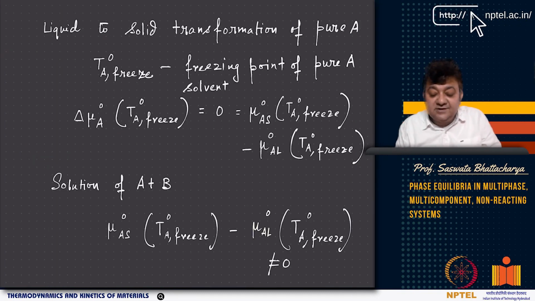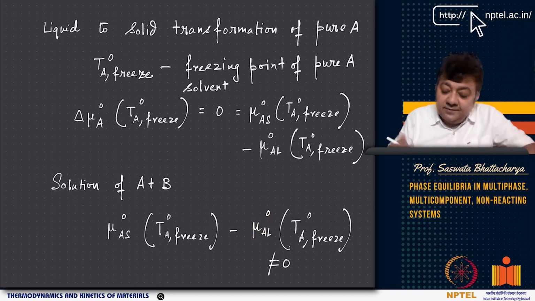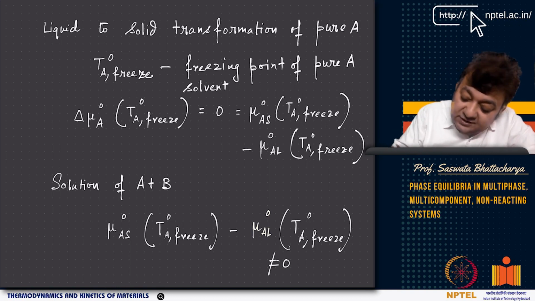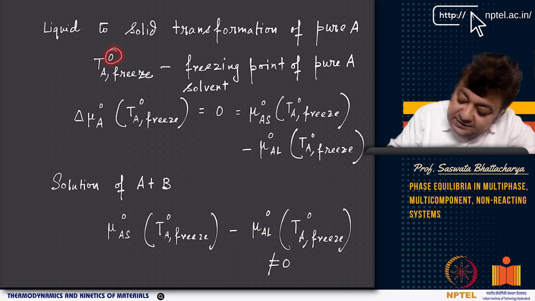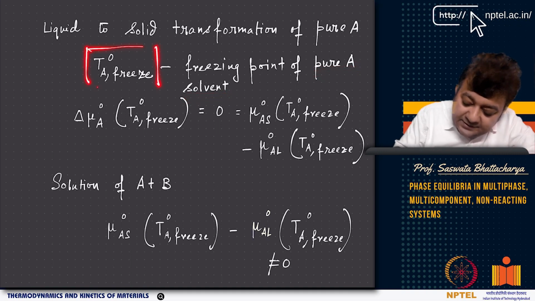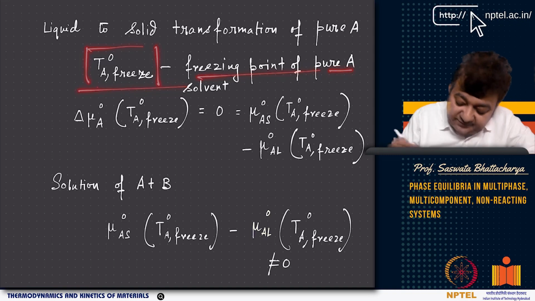Now you are looking at, say, for example, the liquid to solid transformation of pure A, right? The liquid to solid transformation of pure A is given by a temperature, which for pure A is called the freezing point, and it is given by T A comma freeze, with 'freeze' in the subscript and 0 in the superscript, right? The 0 in the superscript points to pure A solvent, and this entire quantity is the freezing point of pure A solvent, right?